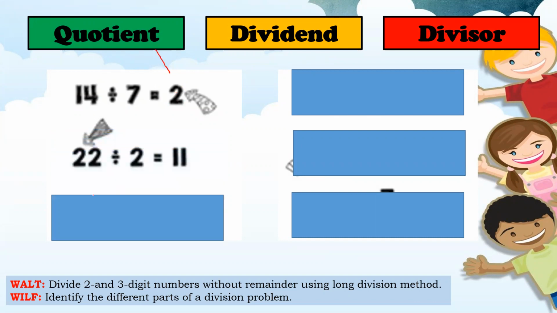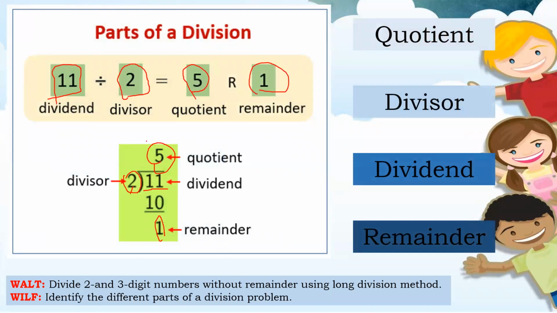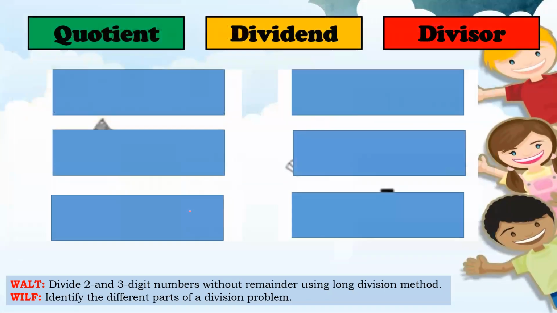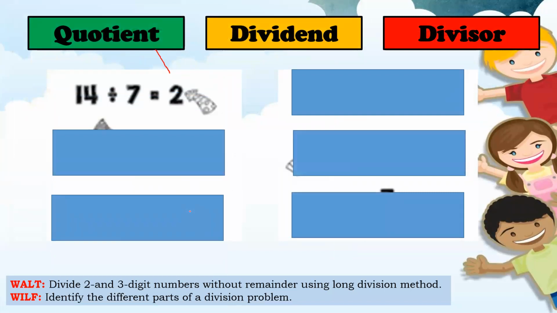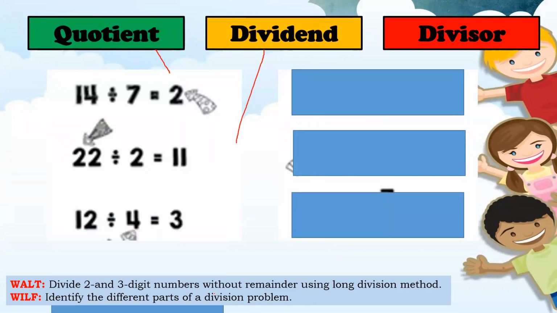Next up, 22. Let's go back to our previous slide. We said here the biggest number is the dividend. So the dividend here is 22. Great. Here, this one, 4. 4 is what? Divisor. Great job.